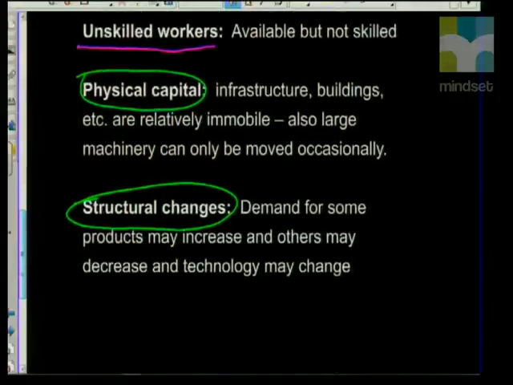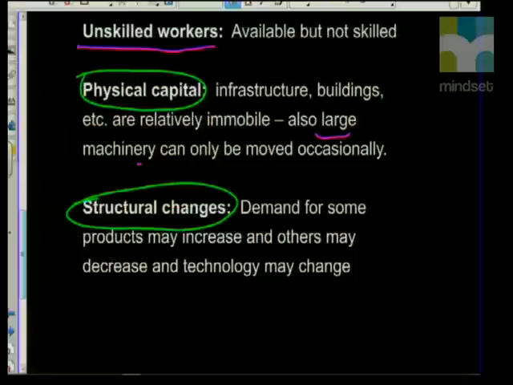With regards to physical capital, this refers to infrastructure, buildings, etc. These things are relatively immobile. You can't just easily move a piece of land or a factory. You can maybe, over a period of time, build a new factory in a different location. It's also very difficult to move large machinery. So that means it becomes very immobile.